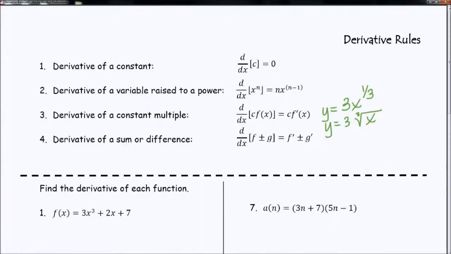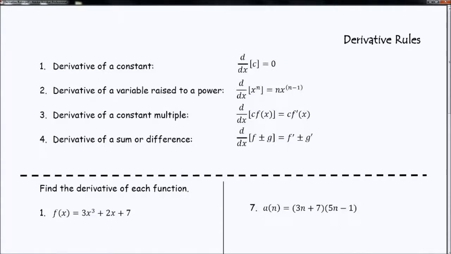And what I'm going to do is multiply my coefficient 3 times my old power, which is 1/3, keep my variable, and then I'm going to decrease my 1/3 by 1. So again, I'm using the same idea of decreasing my power by 1. And so finally I get y prime is equal to 3 times 1/3, these guys will cancel. And so I'm only left with x, and then 1/3 minus 1 is negative 2/3. And you actually can just leave it like that. You don't need to put it back into root form.